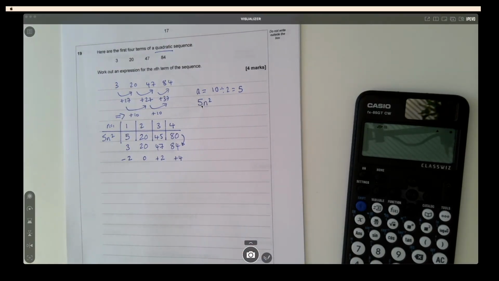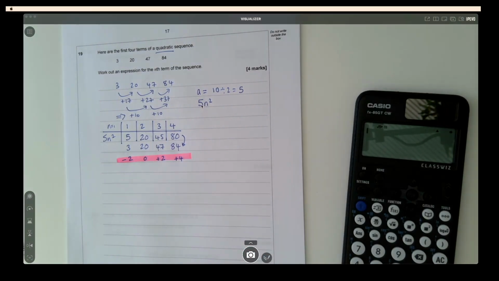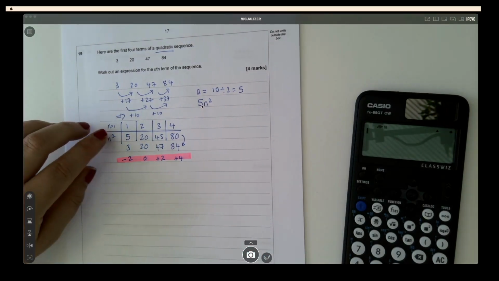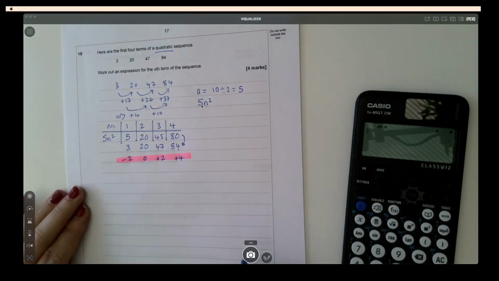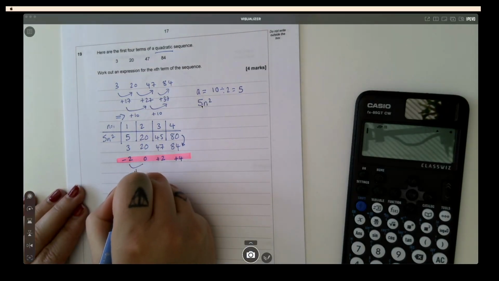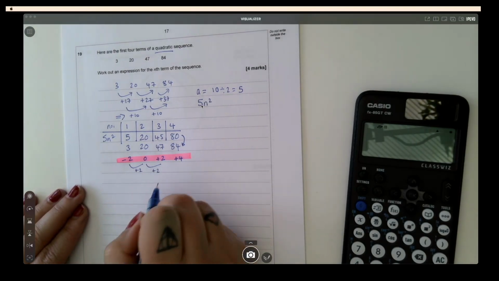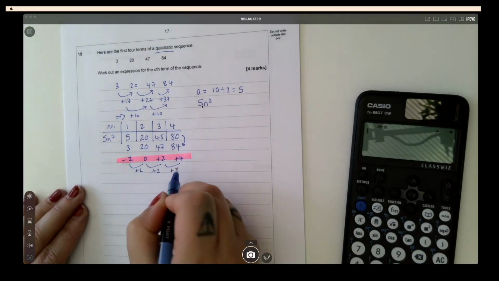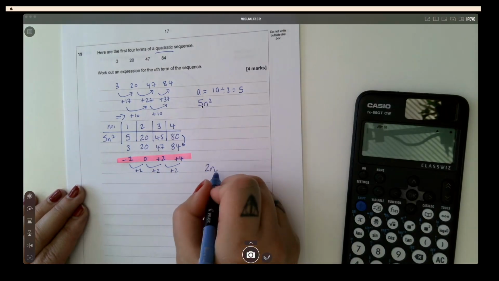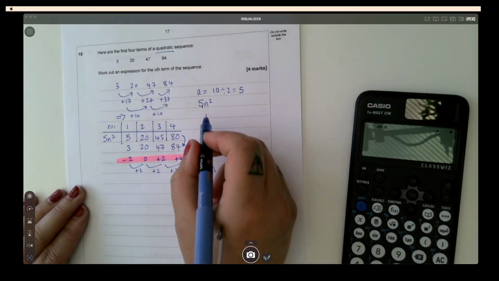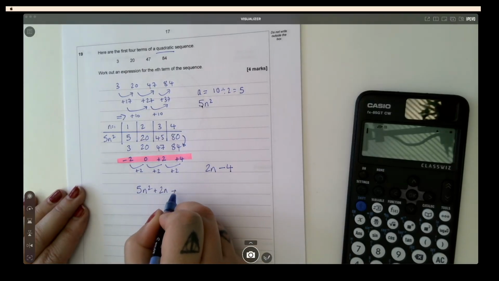So now we're going to find the linear nth term for the differences between 5n squared and the sequence that we're trying to find the nth term rule for. So from negative 2 to 0, we add 2. From 0 to 2, we add 2. And then from 2 to 4, we add 2. So it's 2n, and then to get from 2 to minus 2, we would subtract 4. So we have 5n squared plus 2n, subtract 4.